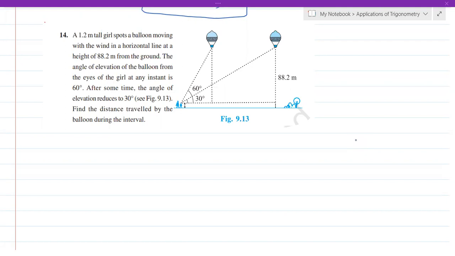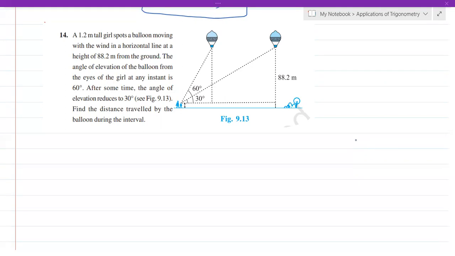So the 14th question: a 1.2 meter tall girl spots a balloon moving with the wind in a horizontal line at a height of 88.2 meter from the ground. The angle of elevation of the balloon from the eyes of the girl at any instant is 60 degree. After some time, the angle of elevation reduces to 30 degree. Find the distance traveled by the balloon during the interval.